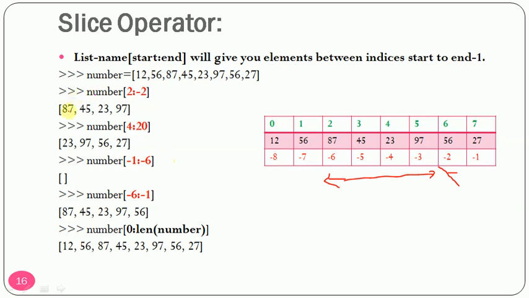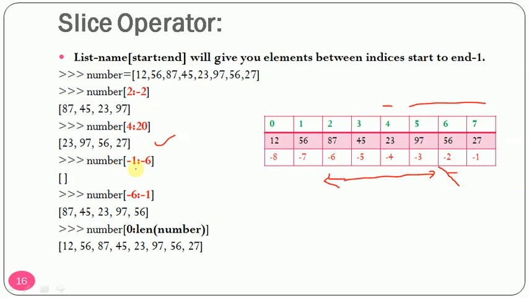Next, let's see another example: num[4:20]. Here 4 means this location. For 20, there is no such index, but it will take till the end. If the end value is beyond the range of the indexes, it goes till the end of the list. So 23, 97, 56 and 28 will be the output. This is how you get this output.